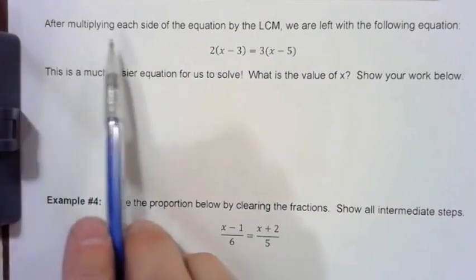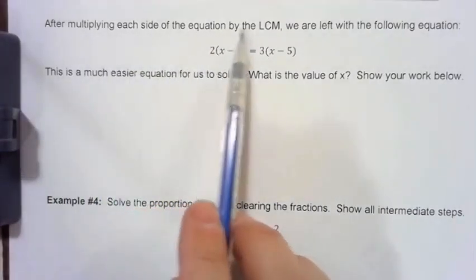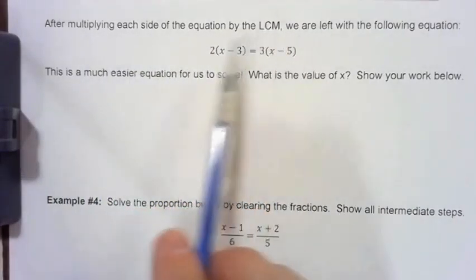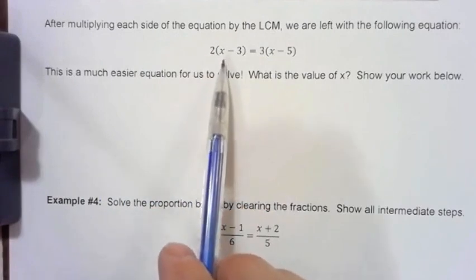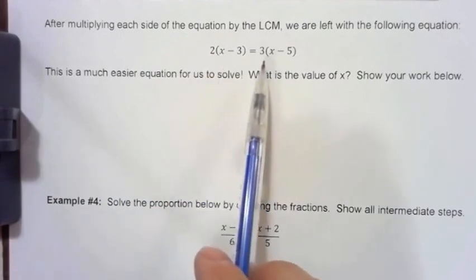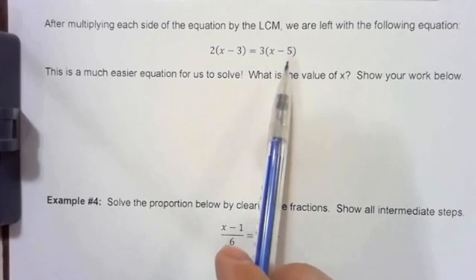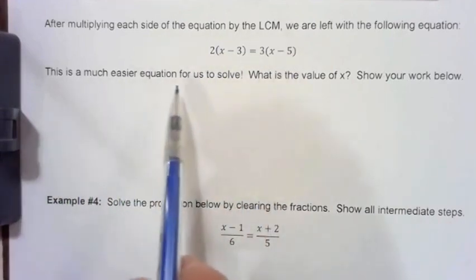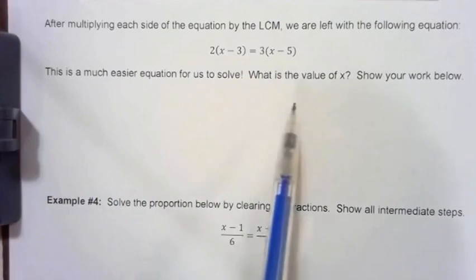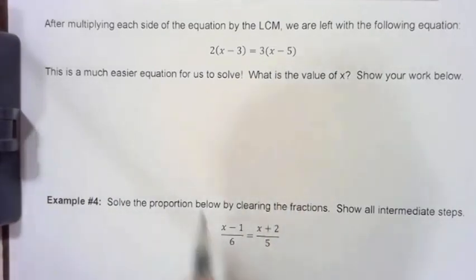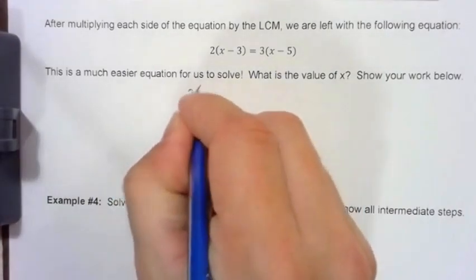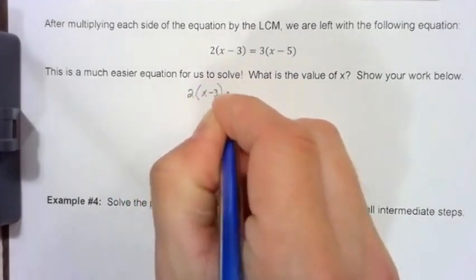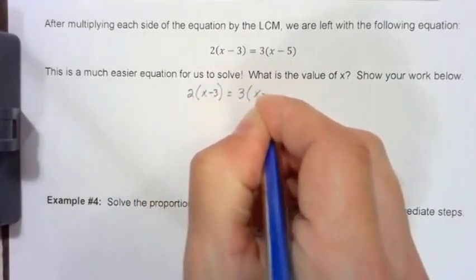So again, after we multiplied each side of the equation by our least common multiple, we were left with this equation: 2 times (x minus 3) equals 3 times (x minus 5). This is much easier for us to solve. What is the value of x? Well, let's go ahead and figure that out. 2 times (x minus 3) equals 3 times (x minus 5).